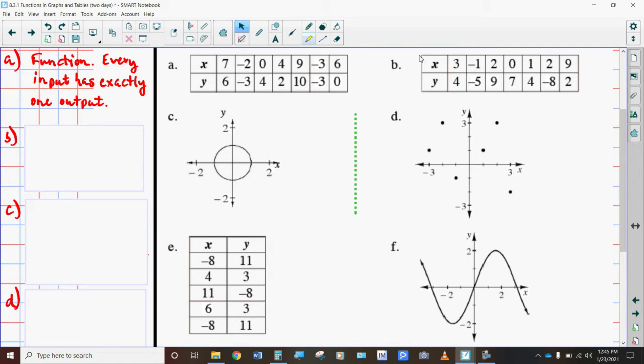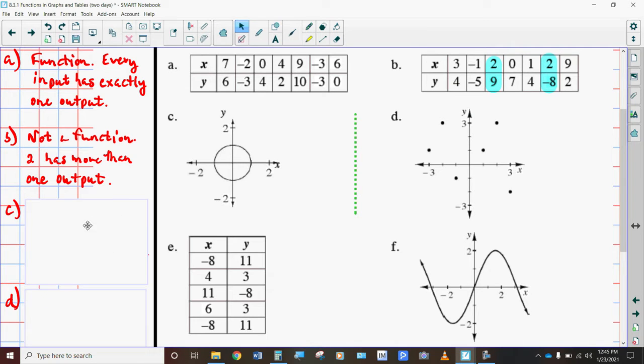Now you look at B. You got 3 gives you 4. -1 gives you -5. A 2 gives you a 9. Oh, but looky there. You got 2 gives you 9, but it also gives you a -8. That's a problem. You can't have that. It's like pushing a Coke and getting a Coke, but the next time you push the Coke button, you got a Sprite. That is not okay. That is not a function. So we will declare that as not a function. The number 2 has more than one output.